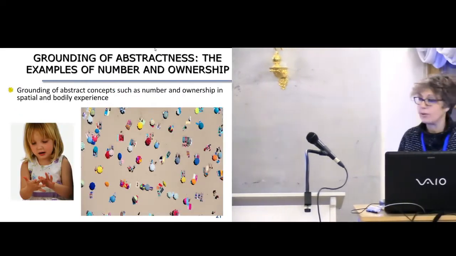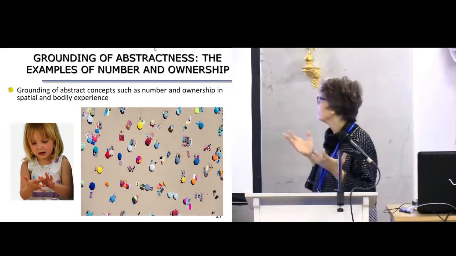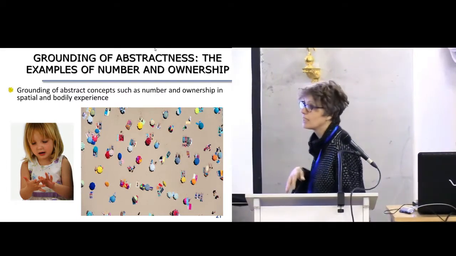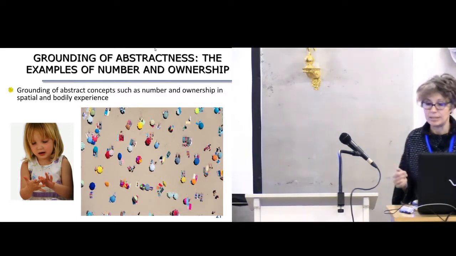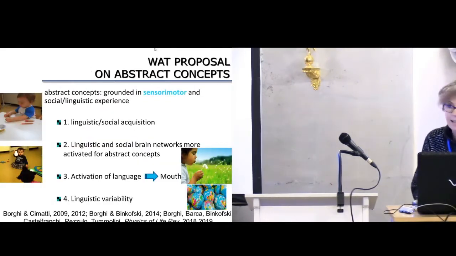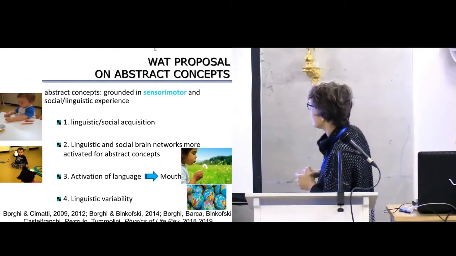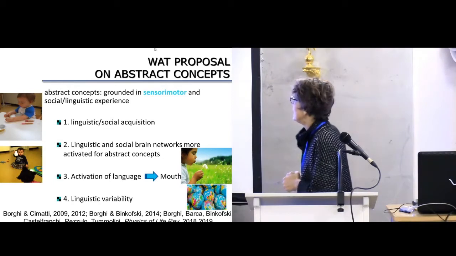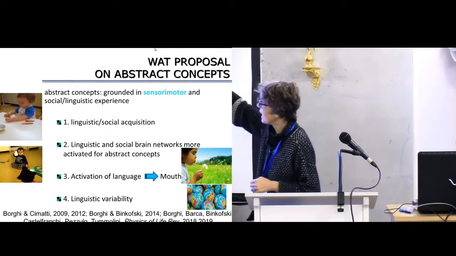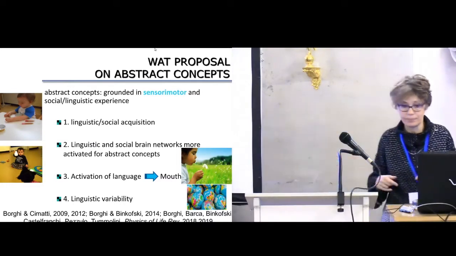The idea here is that these two examples are of grounding of abstract concepts, such as number on one side and ownership on the other, in spatial and bodily experience. So I'll come back to the slide with the tenets. Abstract concepts are grounded in sensorimotor systems. And now I'm going to develop the first tenet, that acquisition is mostly linguistic and social.